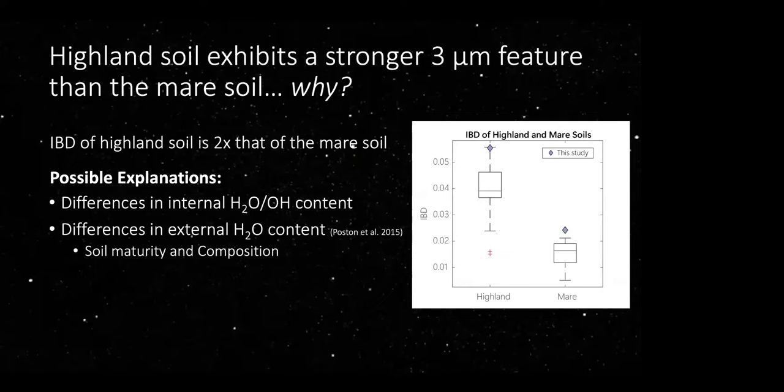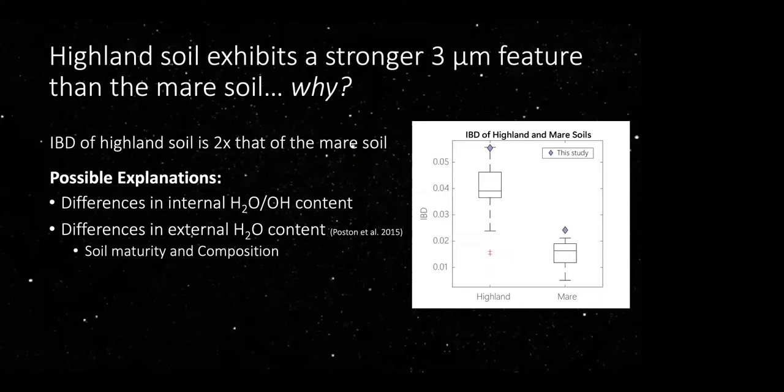There could be differences in terms of external water content. There is a study published in 2015 that had looked at differences in the amount of external hydration on lunar soils. And they ultimately found that the differences between the highlands and Mare samples were potentially because of soil maturity and composition. But I will note that the plot on the right includes a variety of soil maturities, and we're seeing these differences. So even immature highland soils and immature Mare soils, we still tend to see a much stronger 3 micron feature.